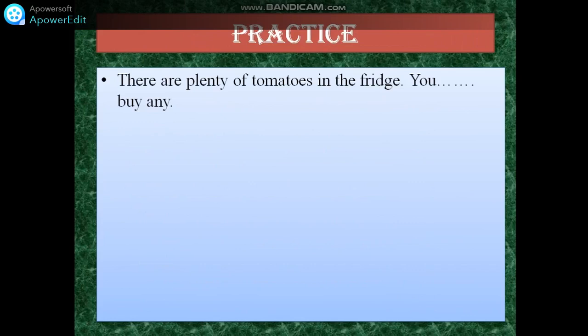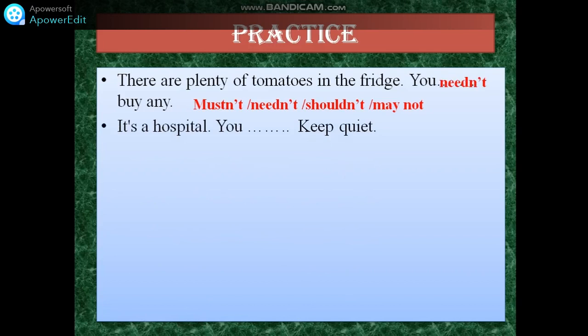There are plenty of tomatoes in the fridge. You buy any. Choose the correct one, please. Which one is correct? Take your time. Yes, you needn't buy any. Yes. Next one. It's a hospital. You keep quiet. Choose the correct one, please.